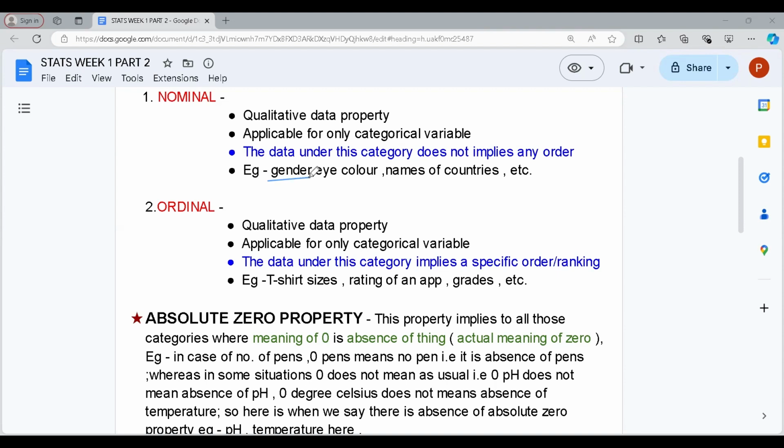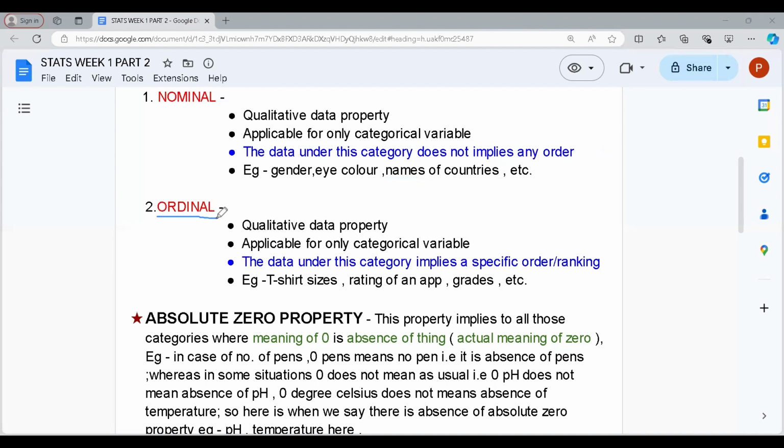Example: gender. For example, we have male and female. Both of these are categorical values, and they do not have any order between them. You cannot tell that male is superior or female is superior. Similarly, we have eye color. You can have black, brown, blue, etc., and there's no order in that. Similarly, names of countries, names of states, etc. So this is the most basic scale of measurement, where you only need to keep in mind that it is applicable for only categorical variables, and second, that it does not have any kind of order.